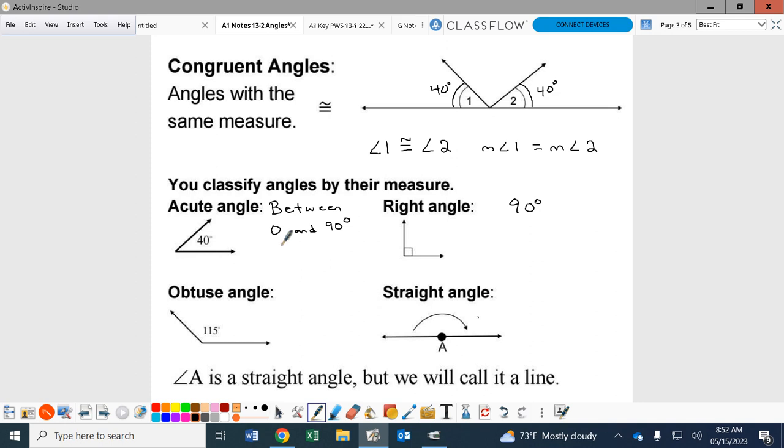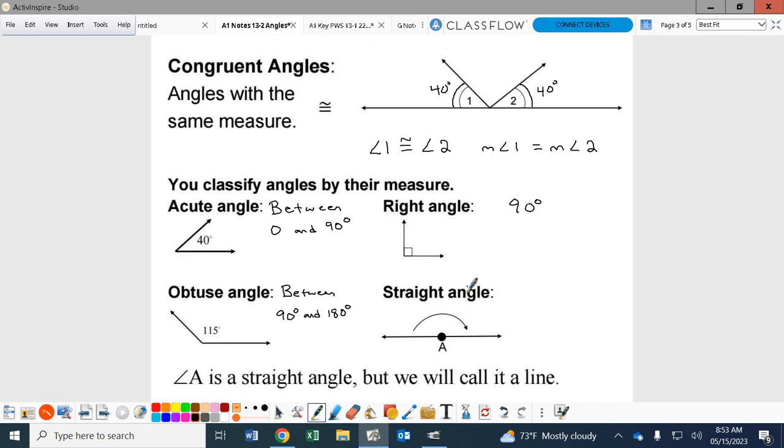An obtuse angle is going to be a larger angle, and it's going to be between what? There you go, between 90 degrees and 180 degrees. Can't be 90 because it can't be right. Can't be 180 because that makes a straight line. It's going to be somewhere in between. It could be 90.001, it could be 179.999. Just can't be 90, can't be 180. Anywhere in between.